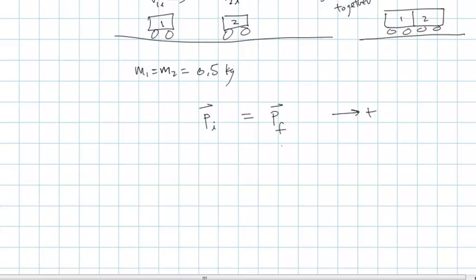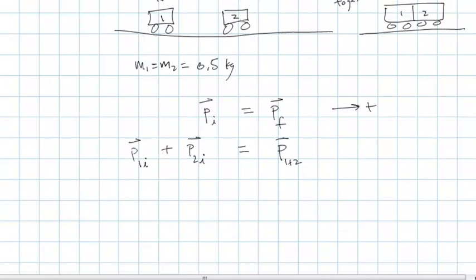Initially, I've got two objects in my system. I'm going to have to look at object 1's initial momentum and object 2's initial momentum and add them up. That's my initial momentum for the system. And at the end, I only have one thing moving, so I'm just going to call that P1 plus 2. They've joined together, they're one object now. So the momentum of object 1 is just its mass times its velocity. The momentum of object 2, its mass times its velocity. And the mass of the combined system at the end times its velocity.